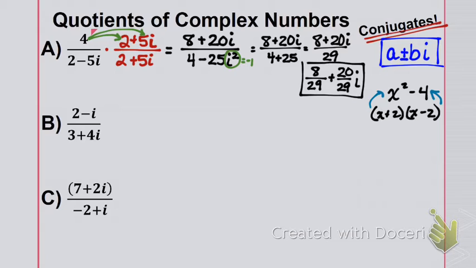All right. Talk to me about B. How can I make that one look like a plus or minus bi? Multiply the whole thing by 3 minus 4i. Yes. Multiply top and bottom by 3 minus 4i.